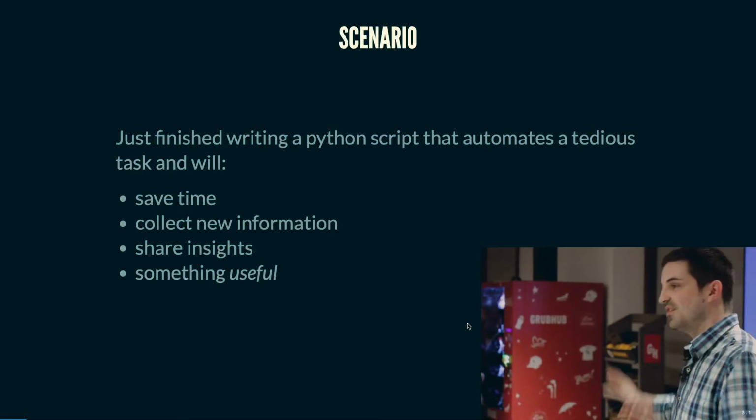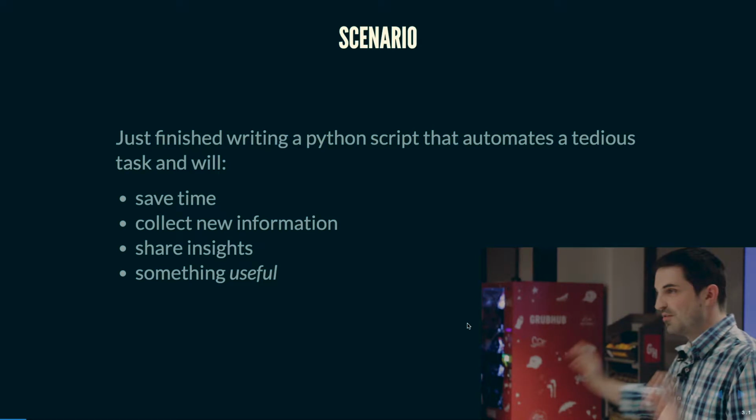Cool, so here's the scenario. I wrote this Python script. It automates something that I think is really cool. It saves me time. It collects new information I didn't have before. It lets me share reports or insights, or communicate my findings to someone. It does something useful. How do I automate this? How do I say go and run on a schedule and just keep going, and don't stop until I tell you to?